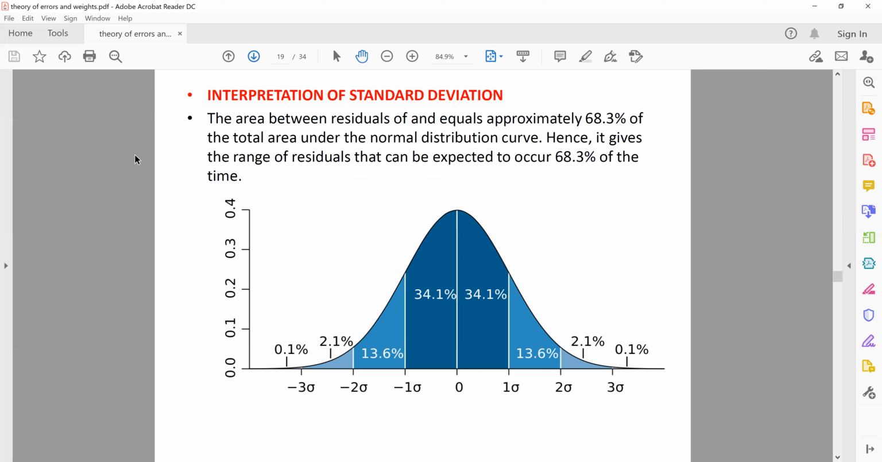And in the next lecture, we'll start from here and we'll discuss what actually standard deviation represents and how you interpret the value of standard deviation.